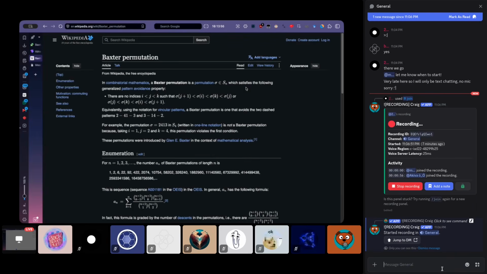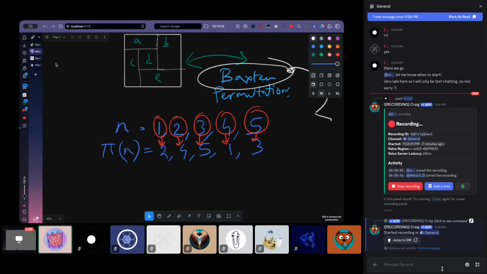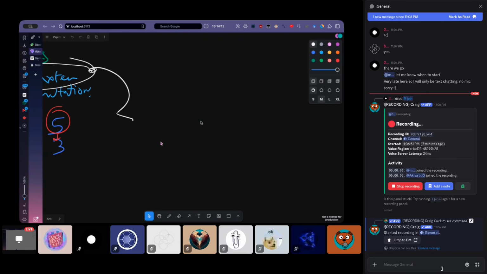And a bunch of stuff. I don't want to go into the bunch of stuff. I just want to see what Baxter permutation means. So the Baxter permutation has only two restrictions, which is, I cannot have these two patterns.